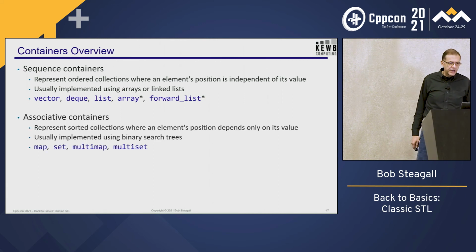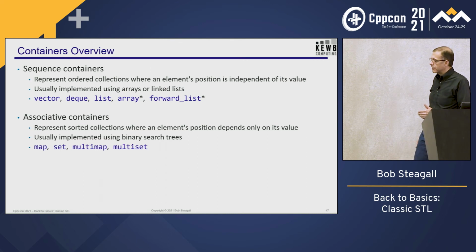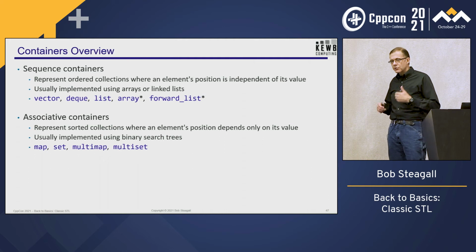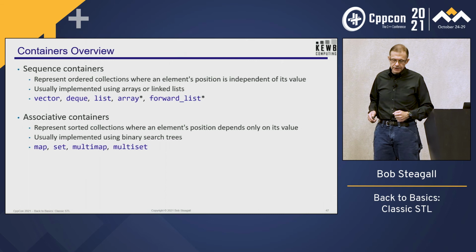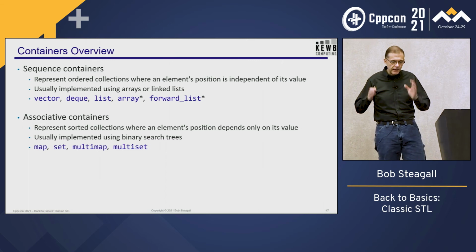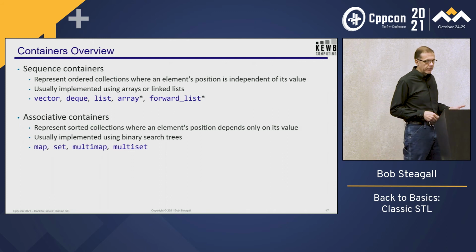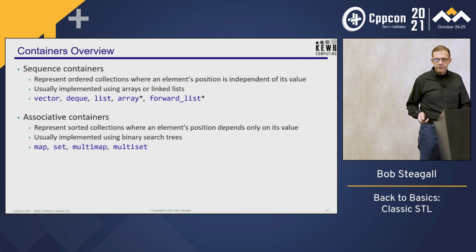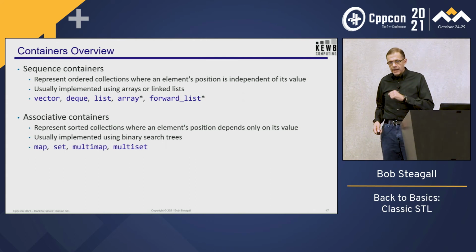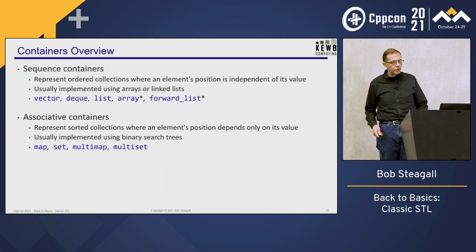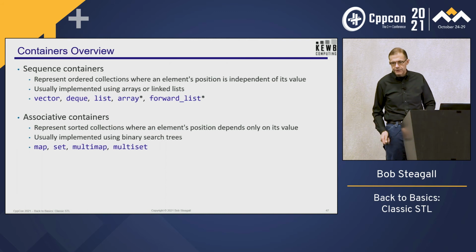We have the associative containers, and these are sorted collections where an element's position depends only on its value. And you have to be able to provide some sort of comparison, some strict weak ordering comparison operation, so that the elements in these containers can be sorted. They're usually implemented using binary search trees. All of the standard library implementations that I'm familiar with use red-black trees, if you know what those are. And map, set, multimap, and multiset are the containers that provide these facilities.